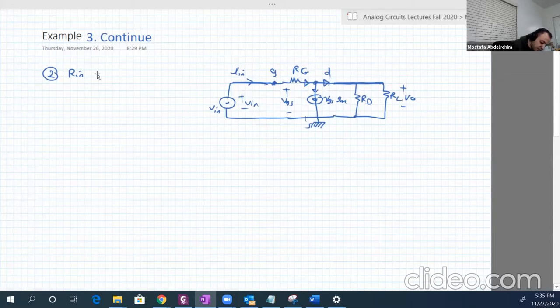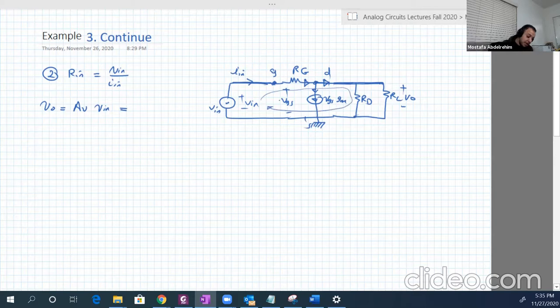Okay, R input basically is V input over I input. Remember, V output is AV times V input. And from Kirchhoff here, from that big loop, we will find that V input equal to the voltage across RG plus VO. So V out is equal to V input minus the voltage drop across RG, which is I input RG.